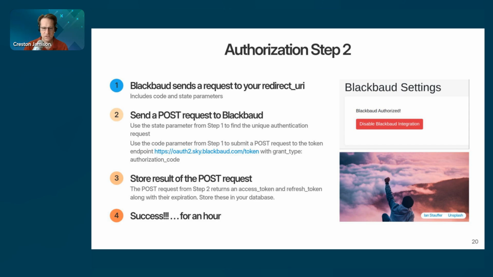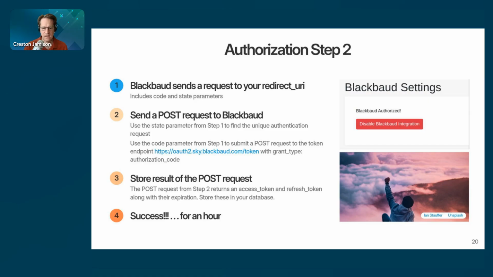So it's the OAuth2 endpoint/token with the grant type authorization token. Now, after that post request, you get a response, and you store the result of that post request in your system. We store it in our database, and that returns an access token, a refresh token, along with their expirations.